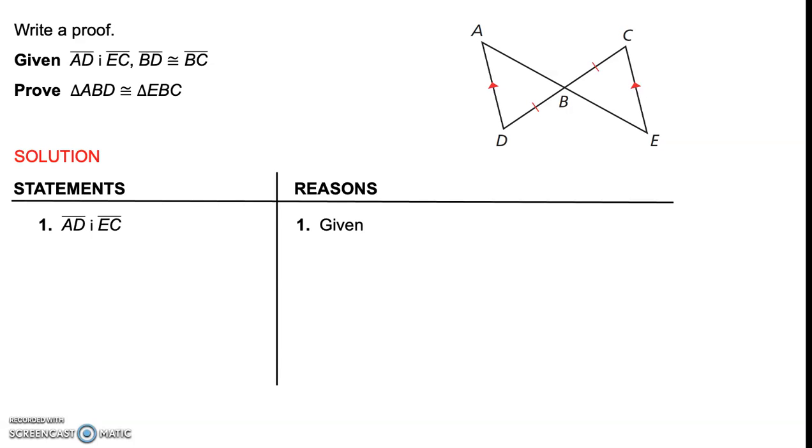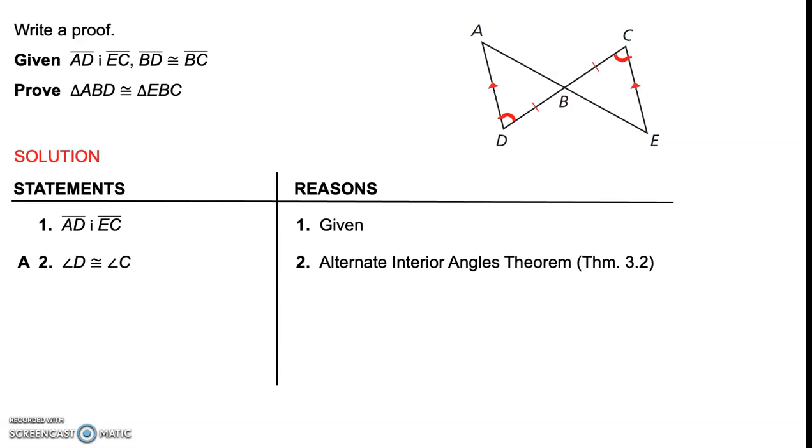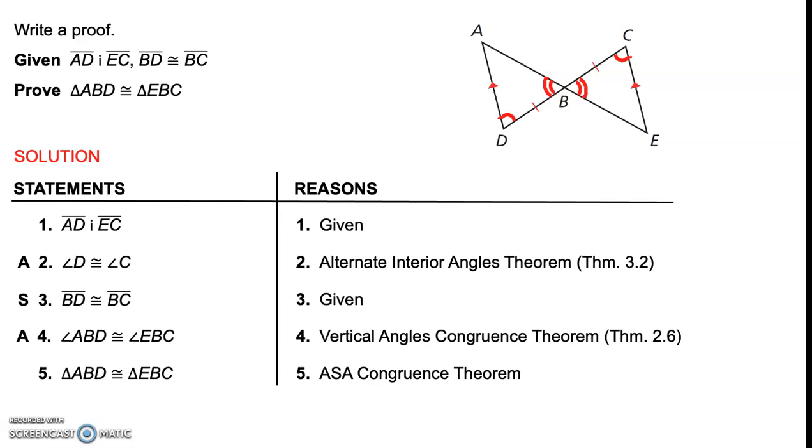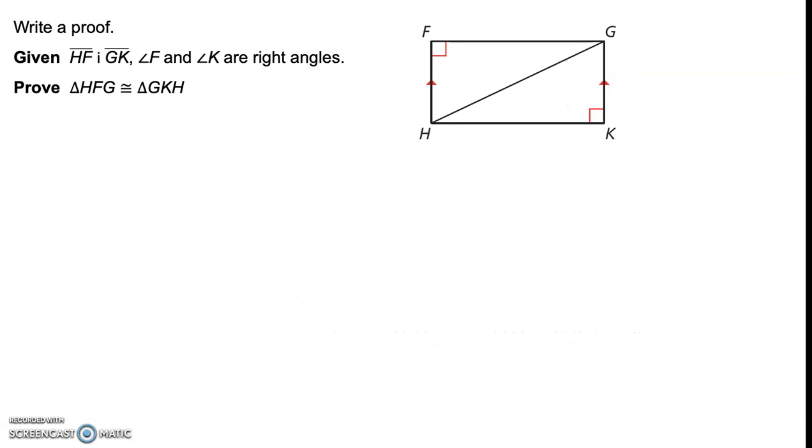So we make a little chart: parallel, given, alternate interior angles. That's the angle. We got the common side. That's a side. Can we get another pair of angles? Why, yes, we have vertical angles. So do we have ASA? Why, yes, we do. So that's a good little proof using the theorem. So we don't have to reprove things over and over again. Just use these theorems that we talk about.